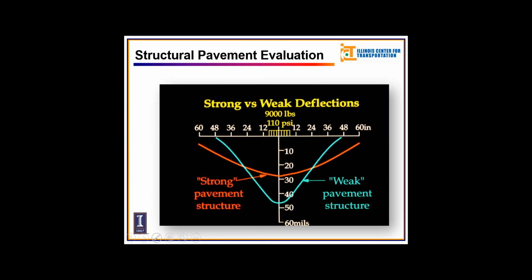So in addition to determining the moduli values, just by looking at the center deflection from the FWD deflection bowl, one can tell how the pavement is overall doing structural condition-wise. As this figure shows, if the deflection is a lot, it definitely tells you that the pavement structure is weak. While if the deflection is comparatively low, it will show that the pavement is in good health. It is a strong pavement structure.